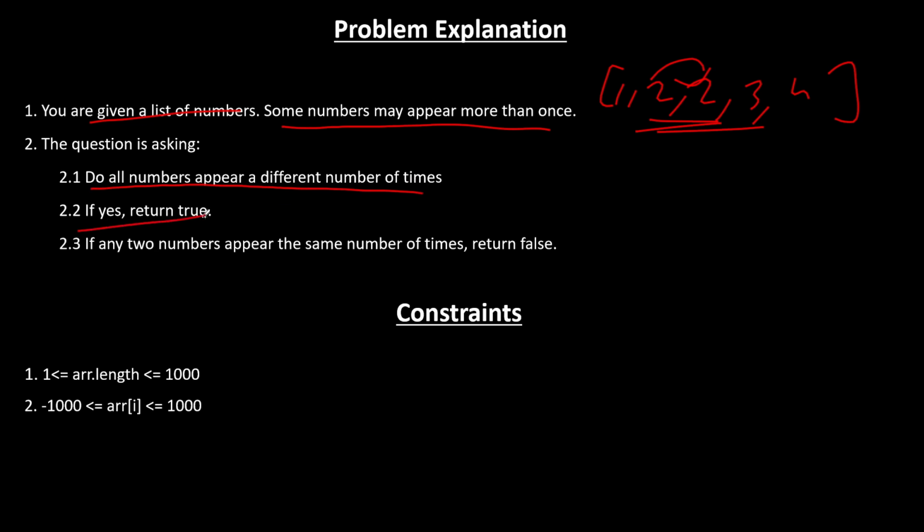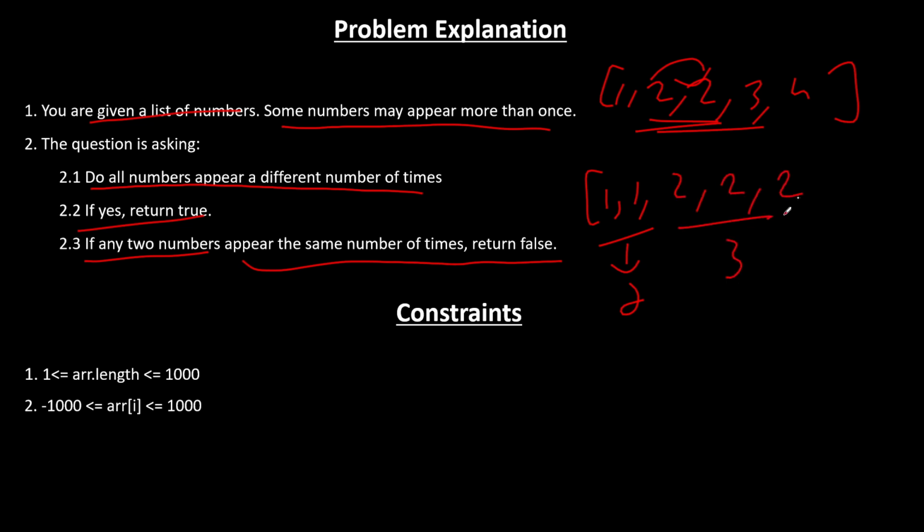If yes, return true. If any two numbers appear the same number of times, return false. Basically, 1, 1 appears two times, correct? Then 2, 2, 2 appears three times. So this line states: do all numbers appear a different number of times? Yes, one appears two times and two appears three times.